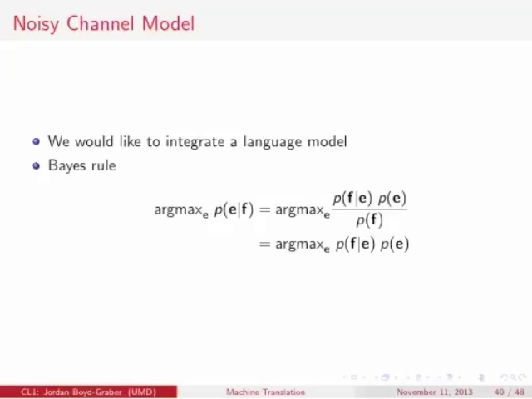And this is just an application of Bayes' rule. We want to find the best English sentence that comes from a foreign sentence, and so what we need to do is compute the English sentence that maximizes the combination of the probability of an English sentence, which we assume comes from a language model, and then we use our translation score to compute the probability of the English sentence being the translation of the foreign sentence.